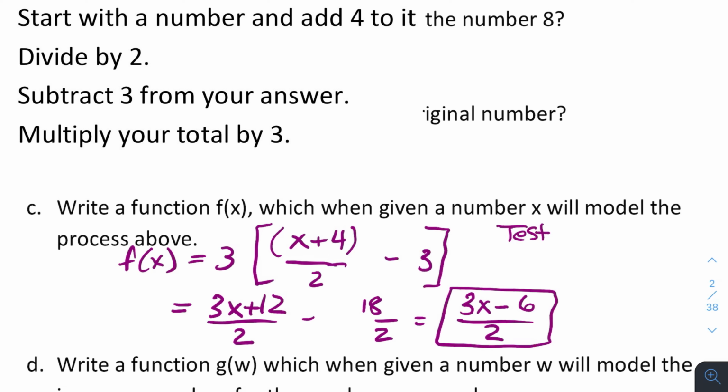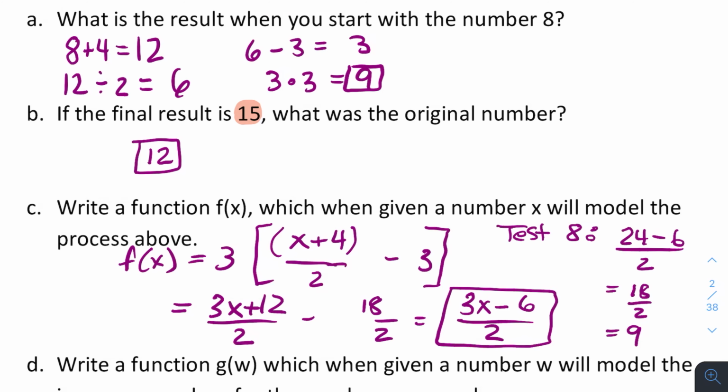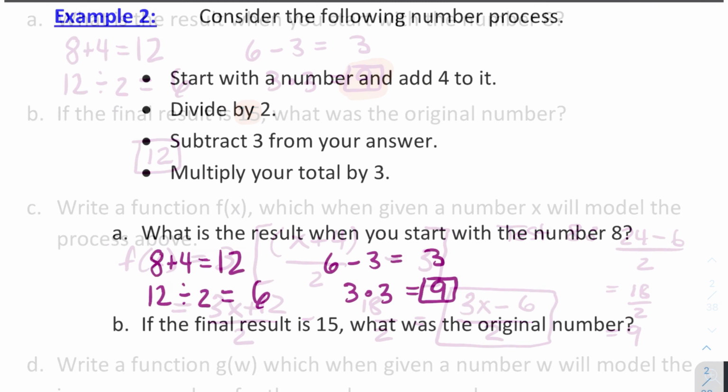So let's say we test it. Before, when we plugged in 8, you got 9. So let's test 8 in this function that we wrote. Well, we end up with 18 over 2. That's 9. So it looks like our model is correct.